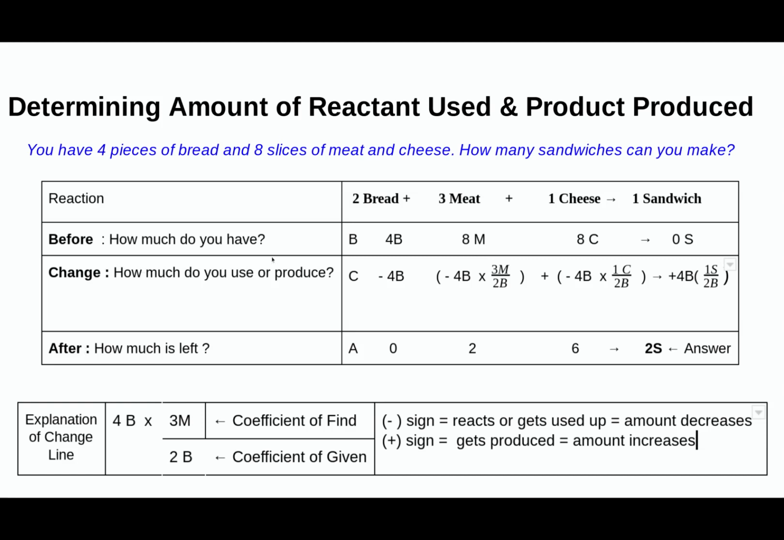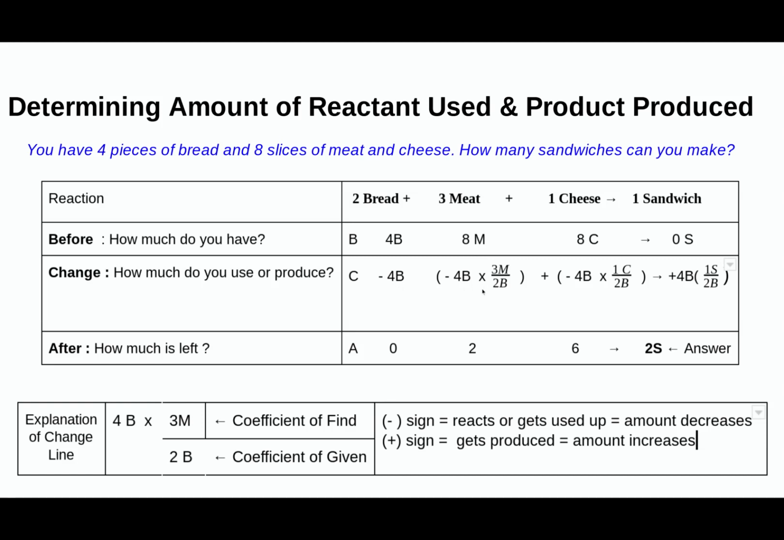So you can see in the before line, I have in my kitchen 4 pieces of bread, 8 slices of meat, and 8 slices of cheese. I have not made any sandwiches yet, so this says 0S. In the change line, there's a minus sign because I use up the ingredients, or the reactants, to make the products. That's why the sign is minus. I write 4B because I'm using up completely my 4 pieces of bread.